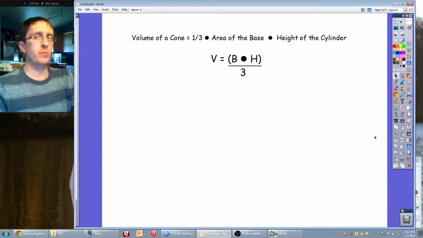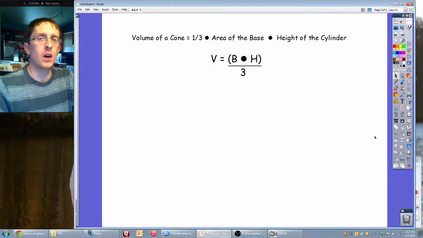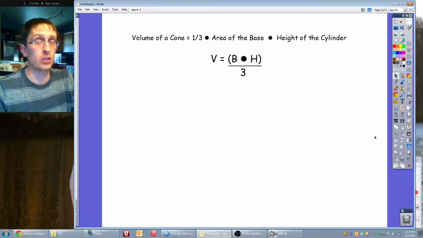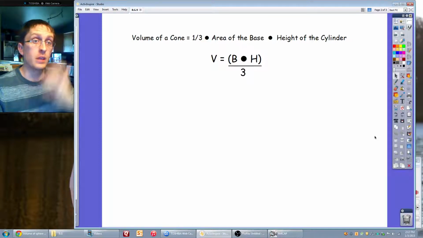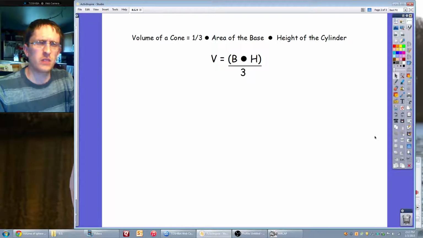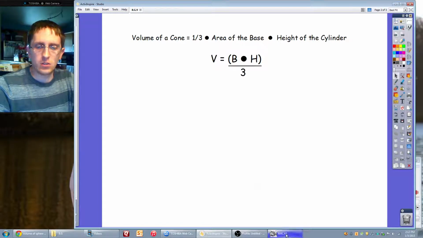If you don't remember from 7th grade, a pyramid or a cone is actually 1/3 the volume of a cylindrical shape of that nature, or a prism shape of that nature. So if you kind of connect some thoughts in your head here, I'm going to actually show you on a notebook.